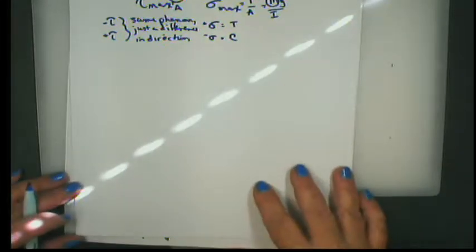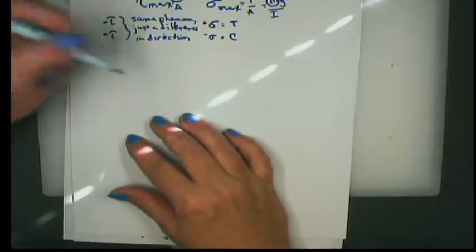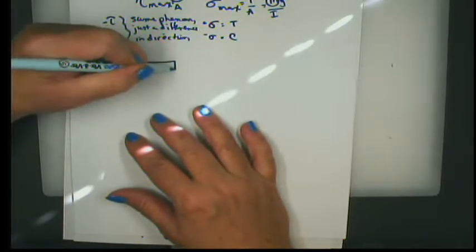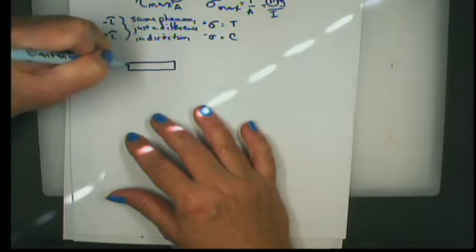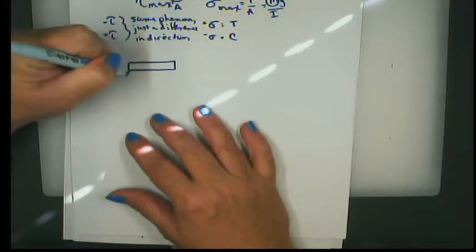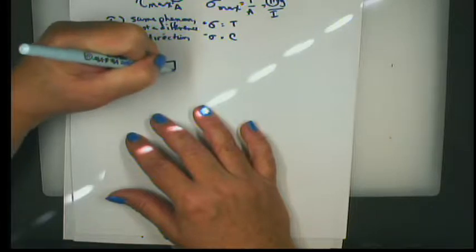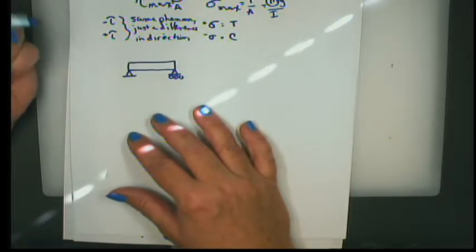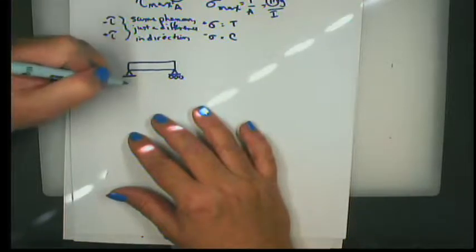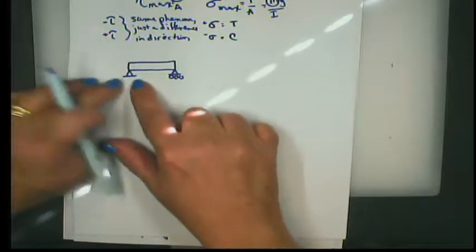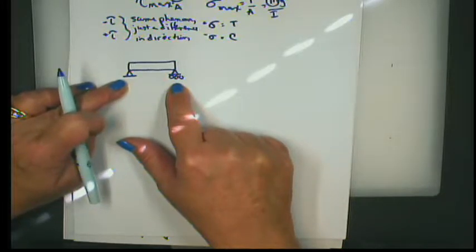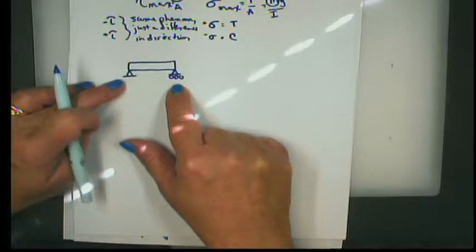All right, so the types of structures that we're going to look at in this chapter are basically beams that are supported in different ways and then loaded in different ways. But a beam like this, where you have a fixed support and a rolling support, is just referred to as a simply supported beam.